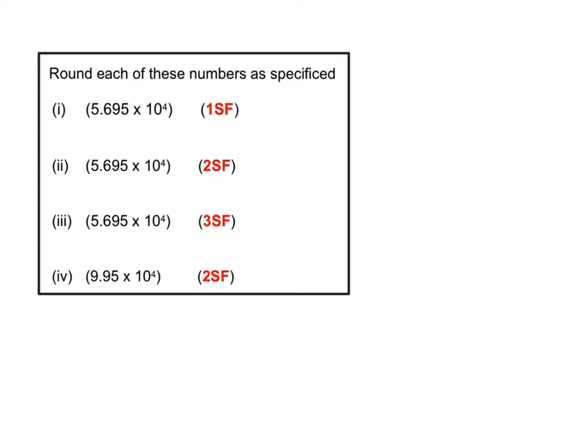Round each of these numbers as specified. So the first one is 5.695 times 10 to the power of 4, and that's to one significant figure. So to start with, I'm just going to look at the number in front of the 10 to the power of whatever it is. I'm just going to look at the 5.695 and I'm going to round that to one significant figure. So I'm going to write it out.